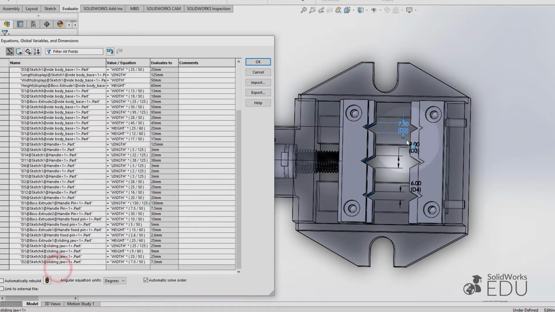Keep doing this for these next two values.